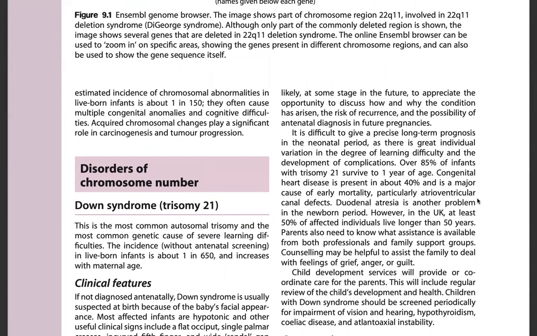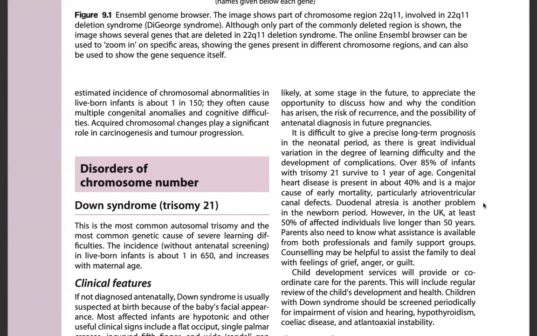It is difficult to give a precise long-term prognosis in the neonatal period as there is great individual variation in the degree of learning difficulty and the development of complications. Over 85% of infants with trisomy 21 survive to 1 year of age. Congenital heart disease is present in about 40% and is a major cause of early mortality, particularly atrioventricular canal defects. Duodenal atresia is another problem in the newborn period. However, in the UK, at least 50% of affected individuals live longer than 50 years.